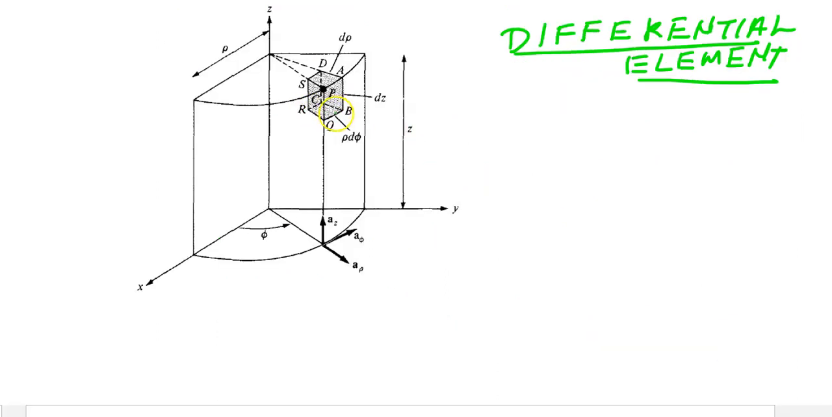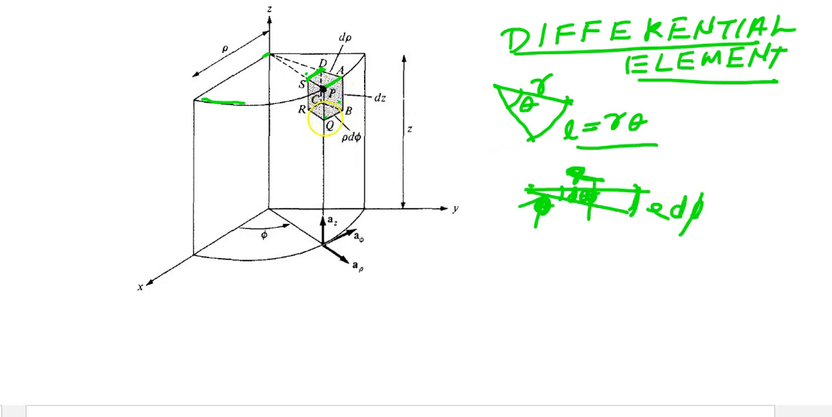Now come to the differential element. As you know, we are moving along a constant radius. From the basics of trigonometry, if this is your angle theta and this is your radius, the arc length L equals r theta. This is a cylinder that you have cut here. This is the arc length, a differential length, so this length is rho d phi.